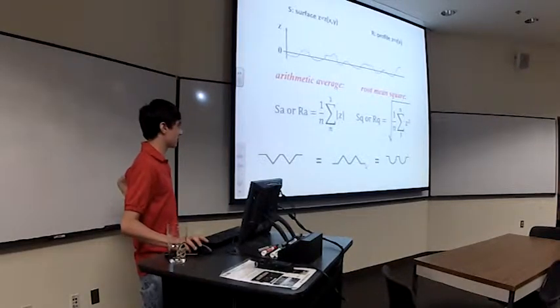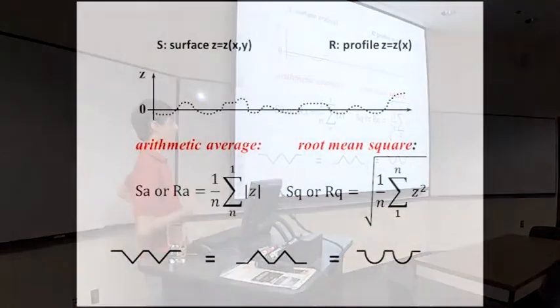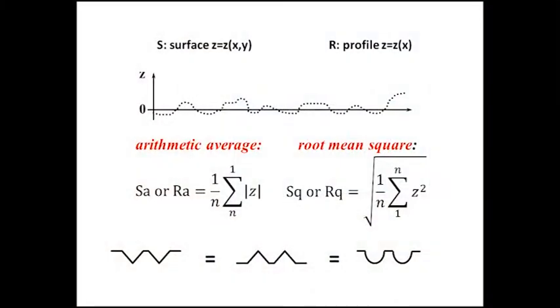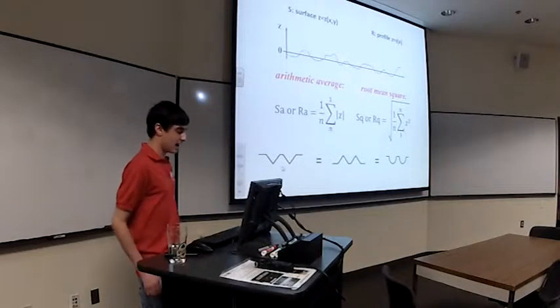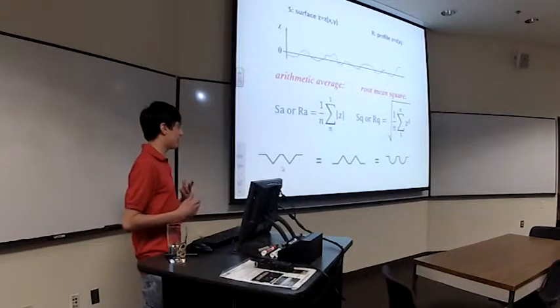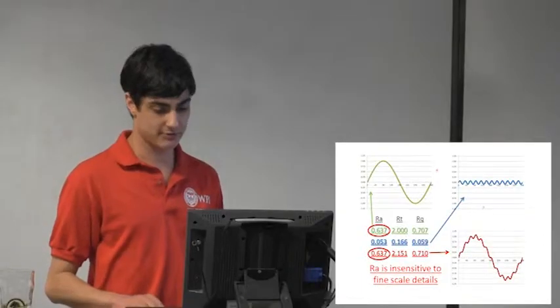The problem with this is the way it works is that all these things at the bottom here would be considered to have the same RA or RQ. But as you can clearly see, all these different things would have very different fatigue properties. Something like this would be very, very bad. Something like this wouldn't be so bad at all. And this would be worse than this, but better than this. So we wanted to find a better way to correlate roughness with fatigue.